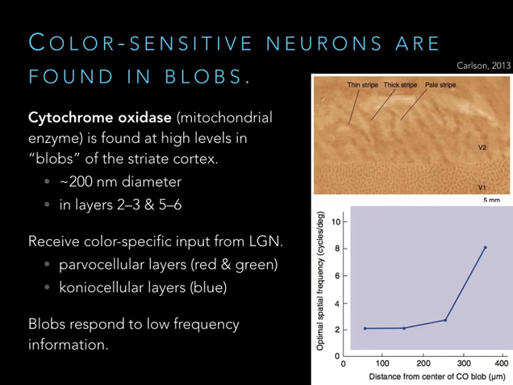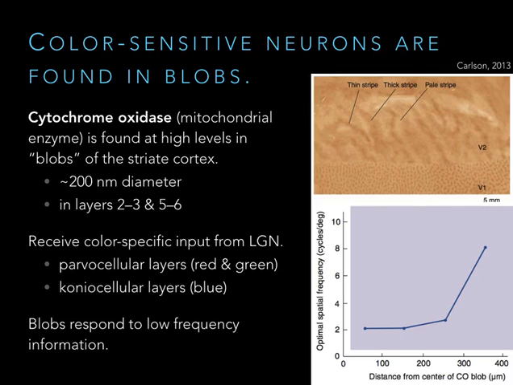We have V1, which is where we're hanging out right now. V2, we'll get to that in a moment. In V1, you'll see little tiny dots. Those are the blobs in the striate cortex. They have a diameter of about 200 nanometers or so, and you'll find them in the second and third and fifth and sixth layers of the cortex. Remember, the cortex has 6 layers. So different layers contain the blobs. They're not found in every single layer.